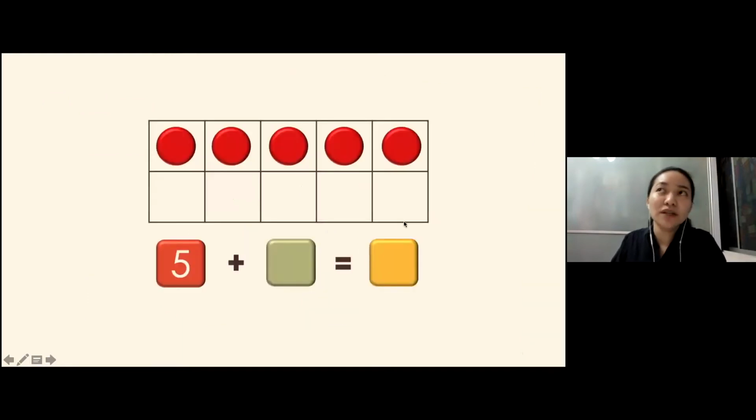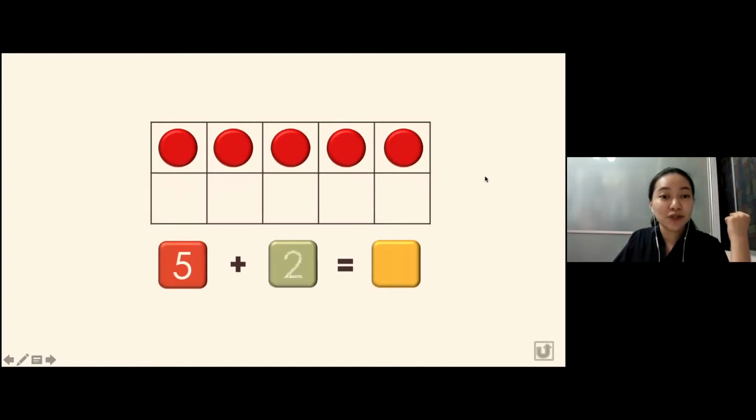So one of the reasons we use 10 frame is to introduce them to 5 plus. Okay, so this is one of the ways to get them to count quicker in the future. So you don't want them, every time they see the 10 frame, to have to count 1 by 1. No, so you teach them 5 plus 1 is 6. 5 plus 2 is 7.